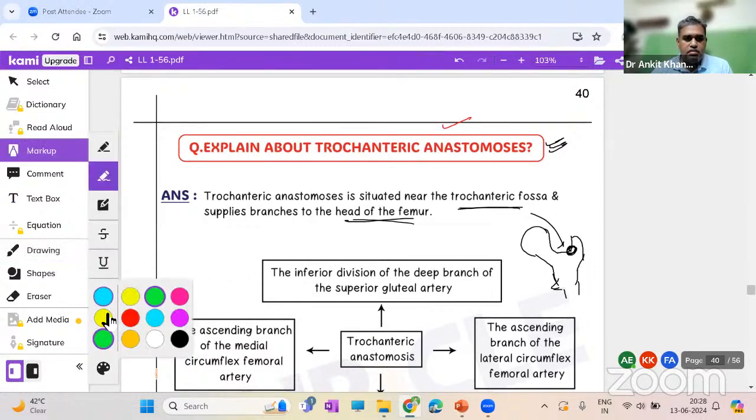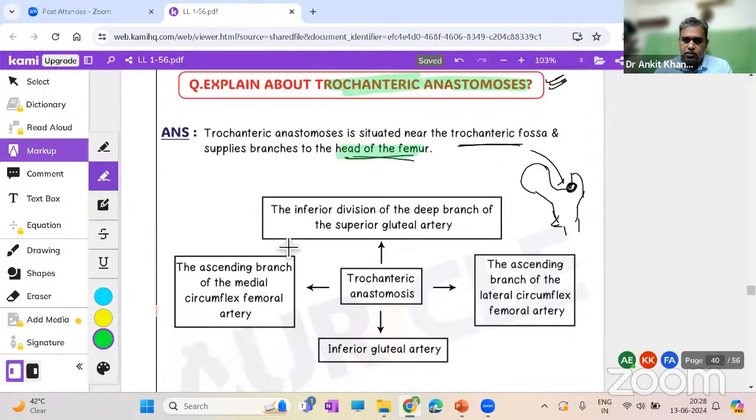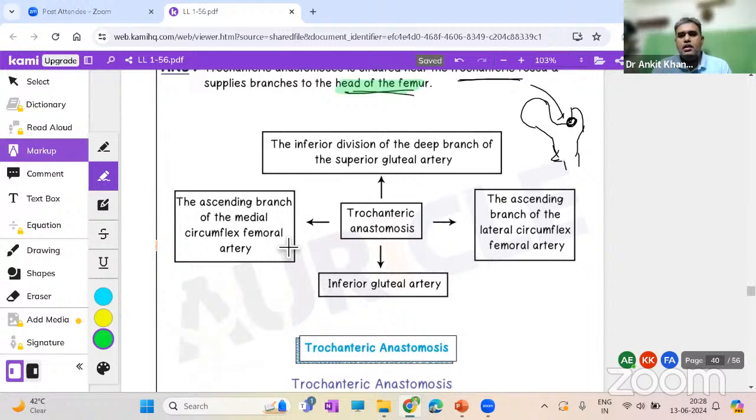What are the vessels which are going to contribute for the trochanteric anastomosis? That's going to supply the head of femur. That's important. Let's see it. Here is a simple image that is made. In the trochanteric anastomosis, you have one branch coming from above, that is the superior gluteal artery.